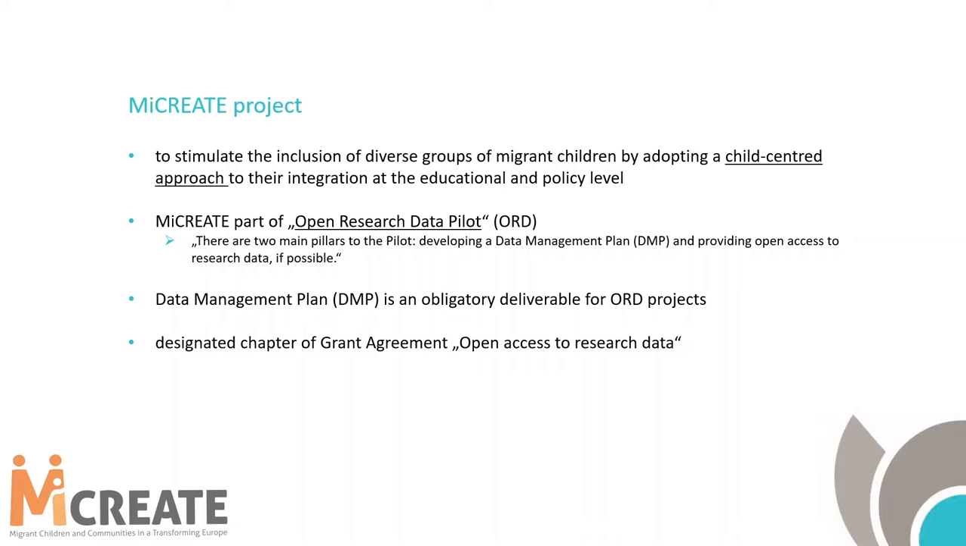And not just open access as we discussed today previously, just like that, but sticking to the FAIR principles of research data. As it's said over there, there are two main pillars to the pilot: we were obliged to prepare a data management plan, and at the end, as said before, we had to provide open access to research data if possible. I stress this because later on we will see that these things can become tricky in some ways. Now, a data management plan is an obligatory deliverable of open research data pilots. And there is a designated chapter within the grant agreement that the research consortium signs with the European Commission, open access to research data, in which you have to describe what you're planning, how you're planning to achieve the openness of data, sticking to the FAIR principles of research data, and so forth. This is quite a big chunk of the grant agreement.